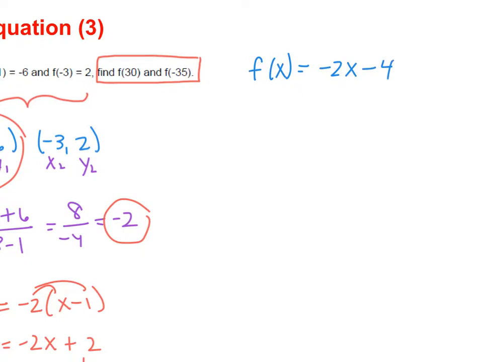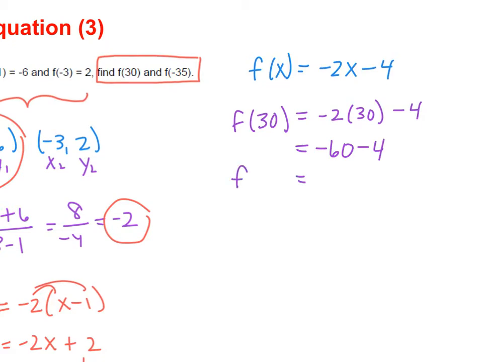And the first thing they want us to find is f of 30. So that means just plug 30 into the x's of our function. -2 times 30 minus 4. So that's -60 minus 4, which gives us -64. So f of 30 is equal to -64.